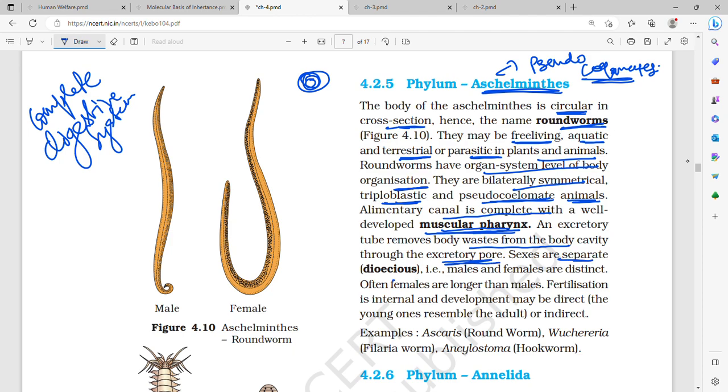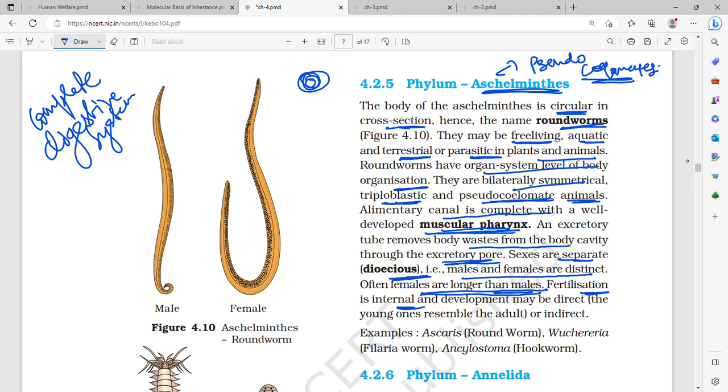Sexes are separate, that is, it is dioecious. Males and females are distinct. Often females are longer than males, that is, it shows sexual dimorphism. You can distinguish between male and female, and sexes are separate. It is not hermaphrodite.